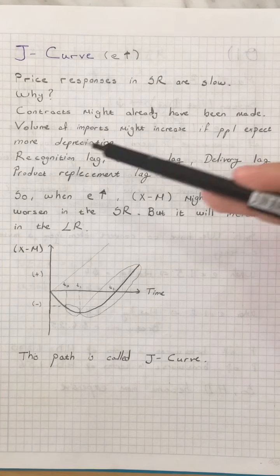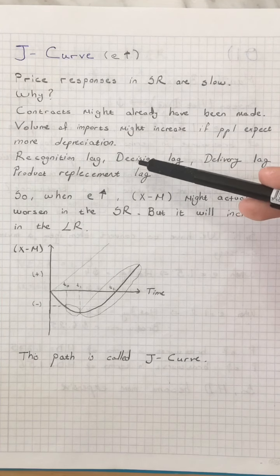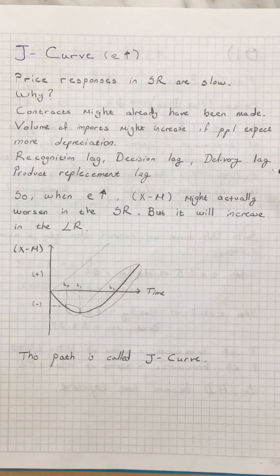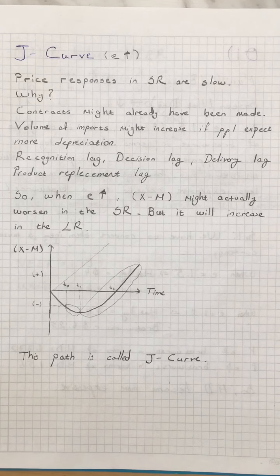Or there is also a recognition lag, decision lag, delivery lag, and production replacement lag. So if the Turkish lira depreciates and United States citizens want to buy Turkish goods, there is a recognition lag: Turkish producers first have to recognize that there is a demand for their goods. There is a decision lag if producers want to increase their production capacity, and there is a delivery lag. Turkish producers have to increase their capacity, do investment, and deliver to the United States. There is a delivery lag, and there is a product replacement lag.